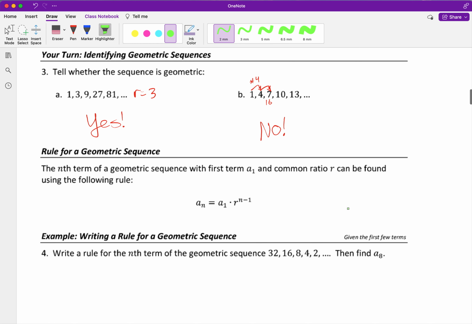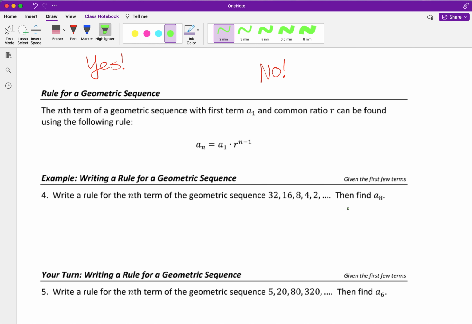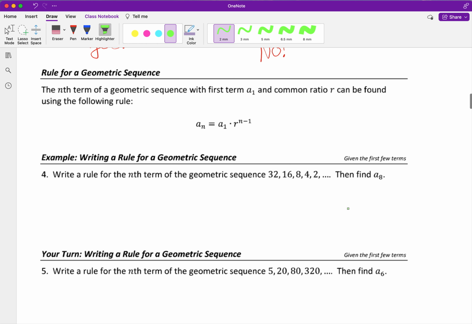All right, the rule for a geometric sequence. So just like arithmetic, when we have a geometric, when we're multiplying by the same thing over and over and over, we can write this as a rule. And here is the formula for that rule. So we have an is our rule. A1, again, is our first term. R is going to be our common ratio. And then n is just our term number.